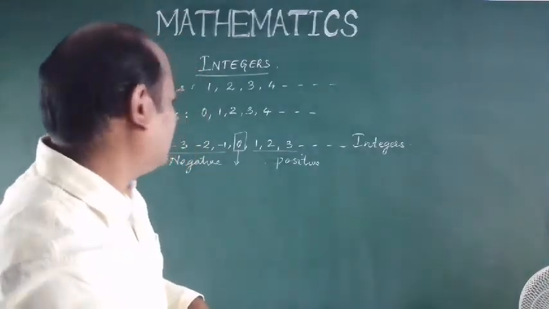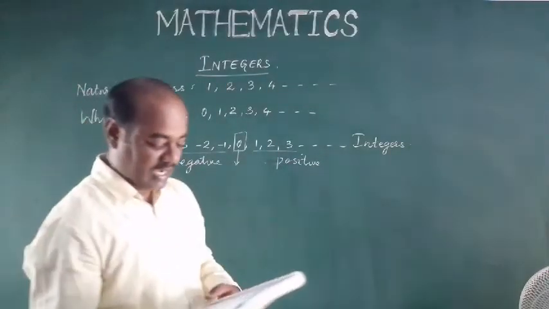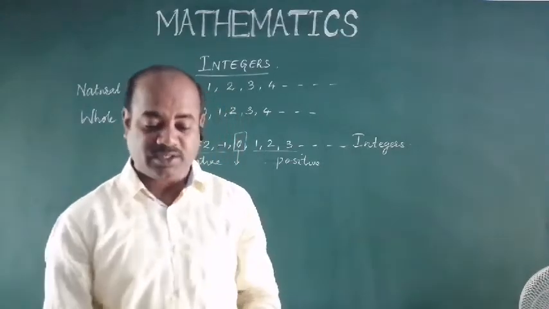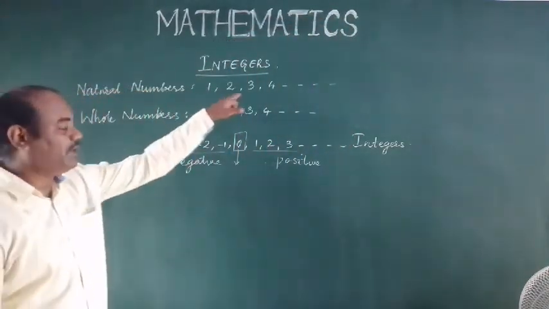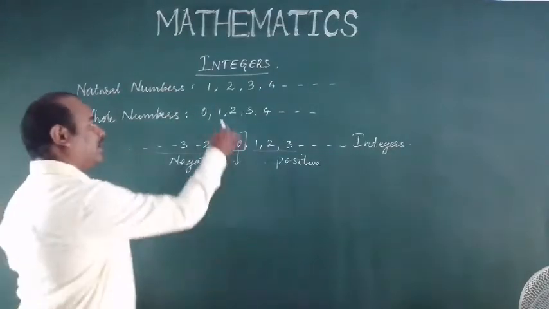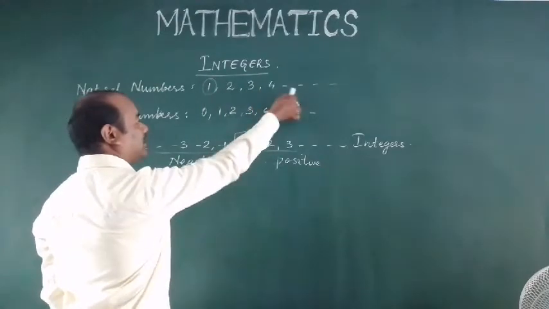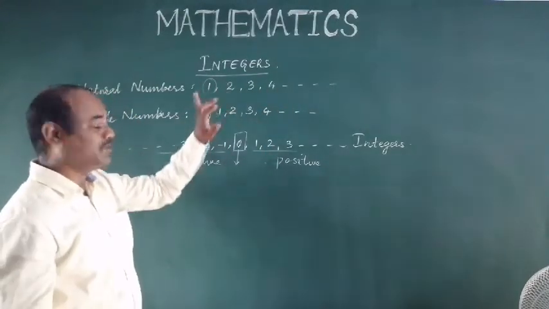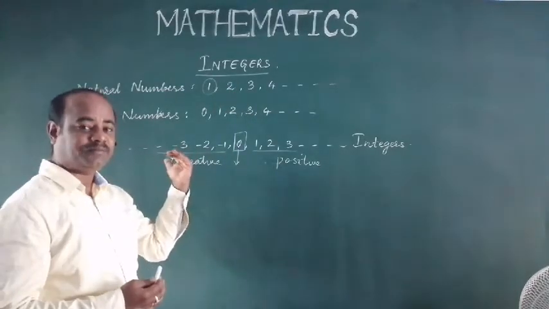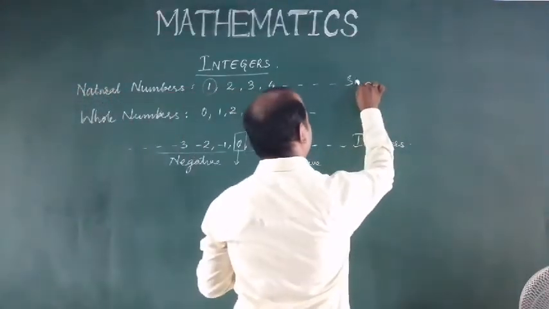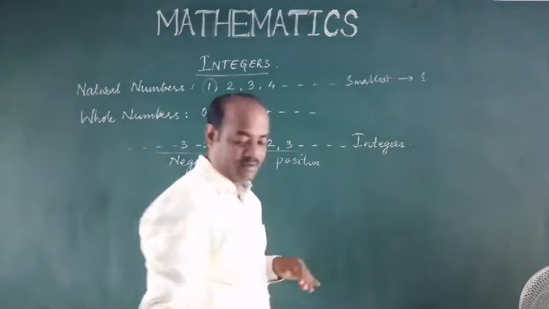Is it clear? Now, coming to the textbook. In your 7th class textbook, which is the smallest natural number? 1, 2, 3, 4. What is the smallest number? 1 is smaller than 2. 2 is smaller than 3. 1 is smaller than all other numbers. 1 is smaller than 2, 3, 4. Is any number less than 1? So, what is the smallest natural number? In natural numbers, the smallest is 1.